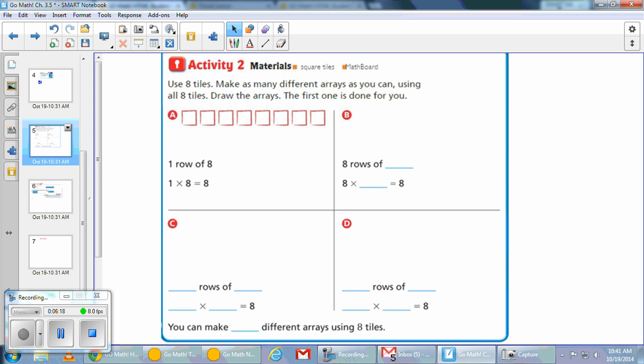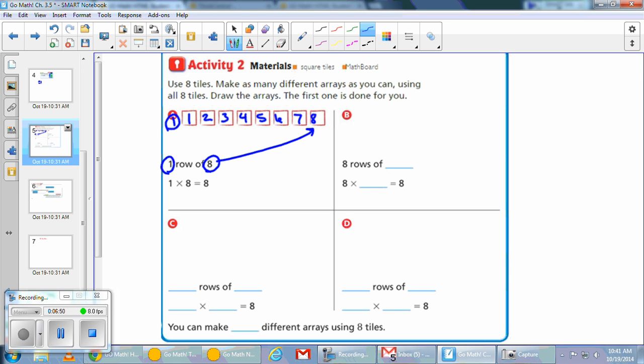Activity 2. Again, it says we need the square tiles. We're going to draw those. And your math board is just going to be your white space. Okay. It says use 8 tiles. Make as many different arrays as you can using all 8 tiles. Draw the arrays. The first one is done for you. Okay. So you have one row of 8. So here's 1, 2, 3, 4, 5, 6, 7, 8. So you have one row, that's this one, of 8. There's 8 in there. So the next one, you're going to do 8 rows of something.